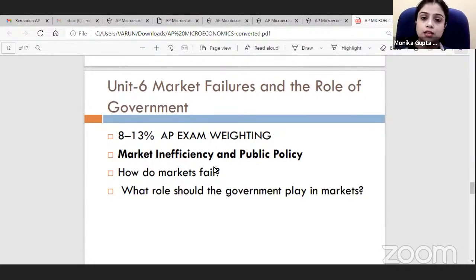In this we are going to talk about externalities also, so positive and negative externalities. We are going to talk about public goods also, and what the role of the government is when private players are not able to use their resources efficiently. So you are going to talk about taxes, what the role of taxes is over here, and what the role of subsidy is, and how it promotes more production. So these are the six units that we have divided, and I have discussed the weightage over here.